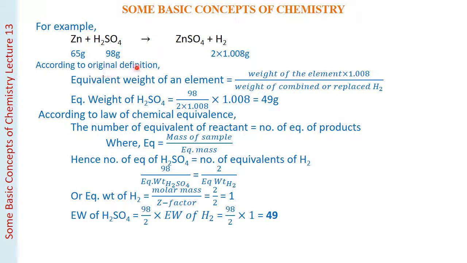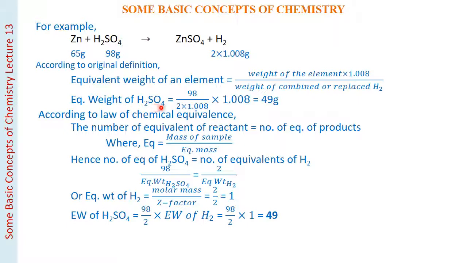So now according to the original definition, the equivalent weight of the element would be the weight of the element divided by the weight of combined or replaced hydrogen multiplied by 1.008. So this would be the weight of H₂SO4 if we want to find the equivalent weight of H₂SO4. So this would be 98 divided by the weight of hydrogen, that is 2 into 1.008, multiplied by 1.008. So what do you get? You get 49 grams. And then you already have found out that the H₂SO4 equivalent weight is 49 grams.